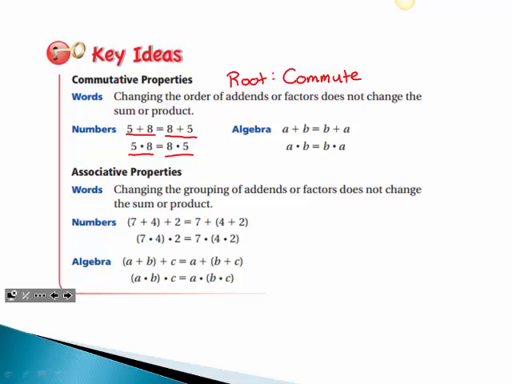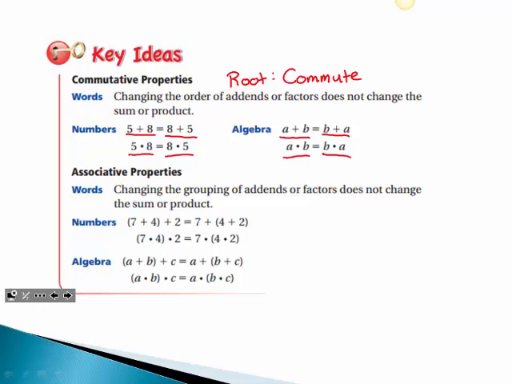Now in algebra, we use letters. So A plus B or B plus A, it's the same thing. A times B, B times A, it's the same thing. I want to remind you, we talked about this last year, but that only works for addition and multiplication. It does not work for subtraction or division.